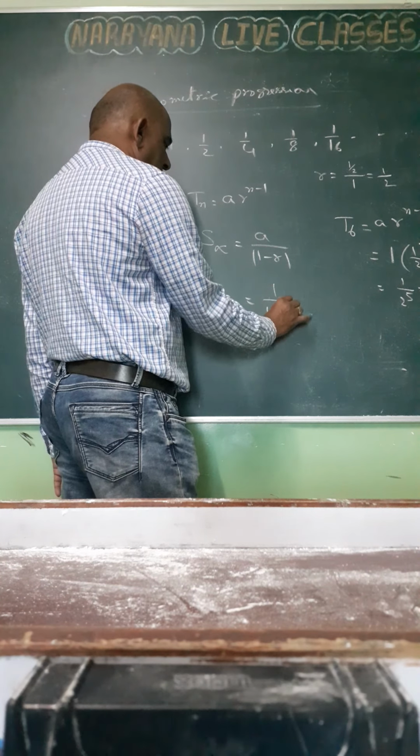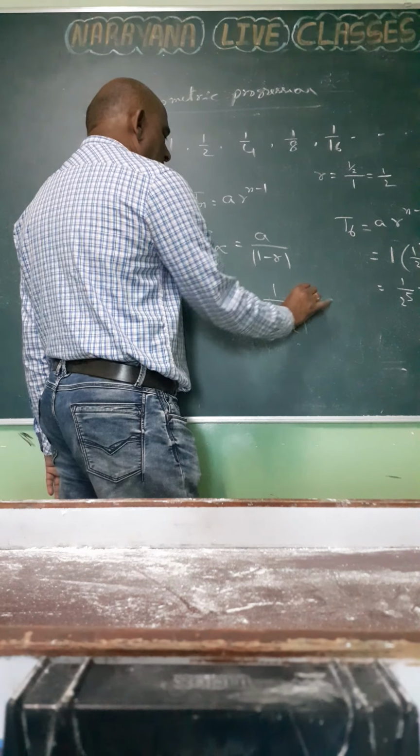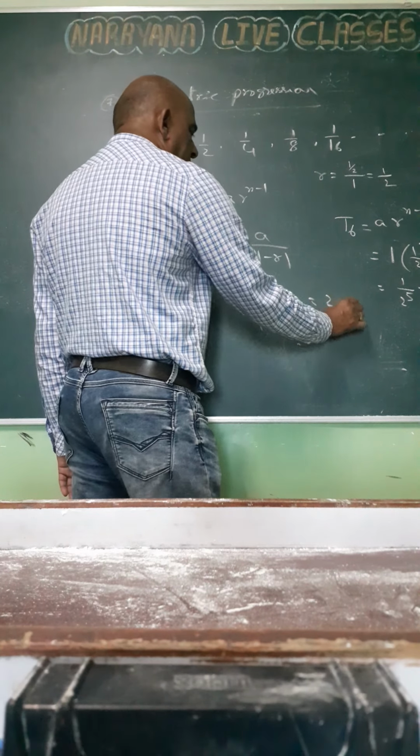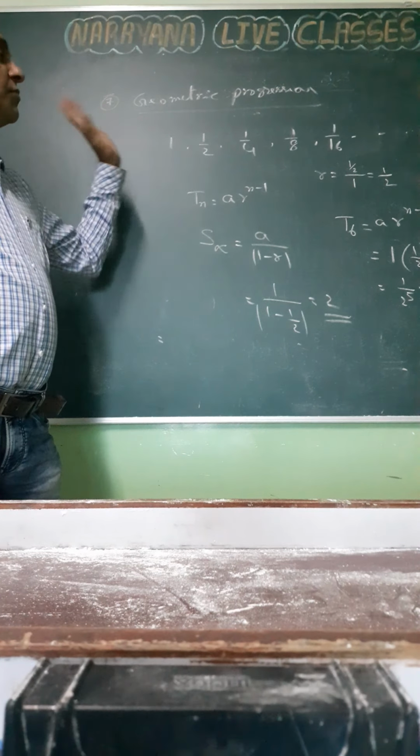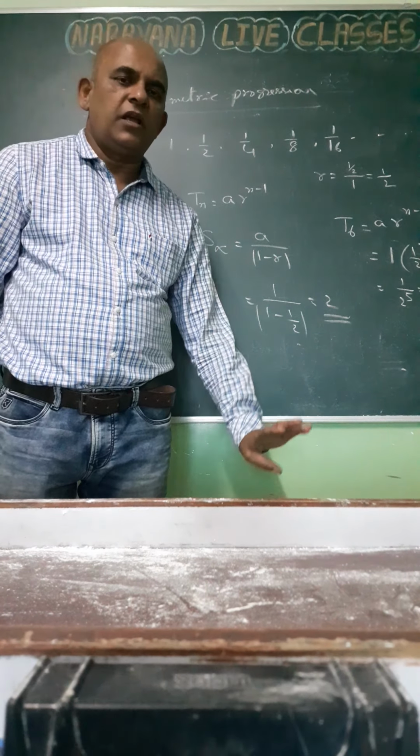a/(1 minus r), that is 1 by 1 minus 1/2 mod. So we get 1/2, and the 2 comes to the numerator. Sum of infinity terms is 2. This one is concept number 7, geometric progression, AP GP.